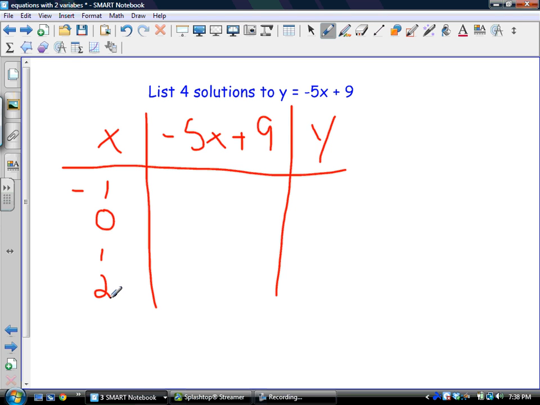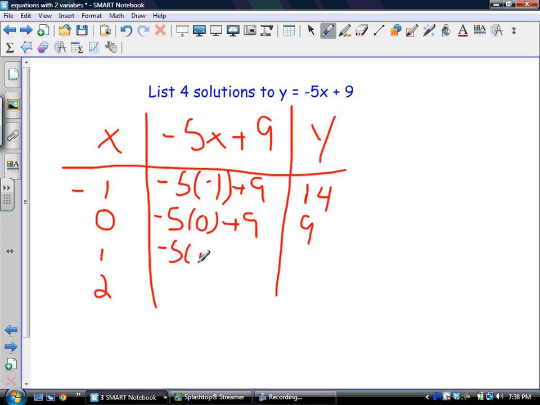Then all I do is plug them in, just like I did yesterday. Negative 5 times negative 1 gives me positive 5. Plus 9 is 14. Plugging in 0, of course negative 5 times 0 is 0, plus another 9 is 9. If I plug in 1, that's negative 5. Plus 9 gives me positive 4. And if I plug in a 2, negative 5 times positive 2 is negative 10. Plus 9 is negative 1.